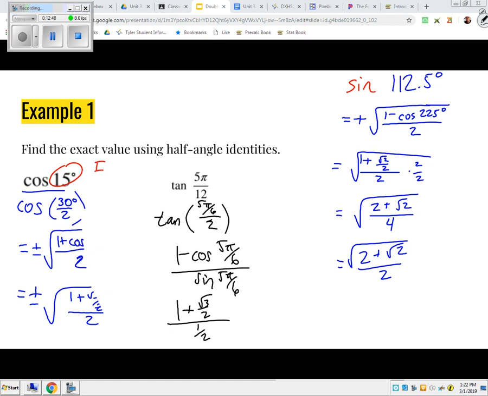Got a quiz coming up sometime in the next week. I'm just going to ask cosine 5 pi over 6. You got to be able to do it for 40 points.